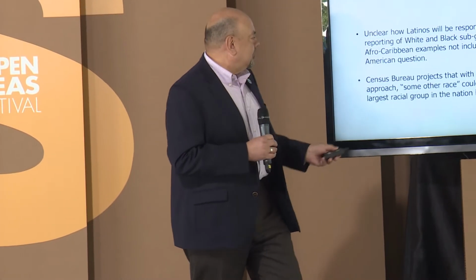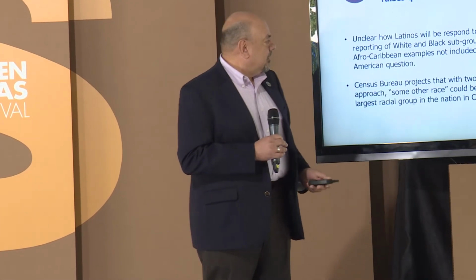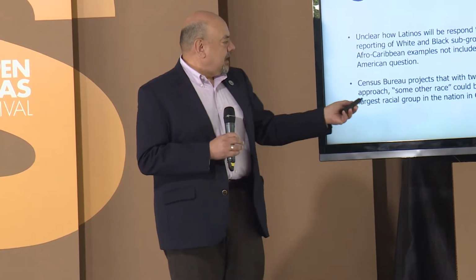So the Bureau now has to use this two-part question that I referred to earlier. Are you Hispanic, yes or no? And if it's no, you go to the next question. After you answer Hispanic, the next question is, what is this person's race? And the options are white, black, American Indian or Alaskan Native. There are a number of Asian countries you can check off. And then there's the catch-all, some other race.